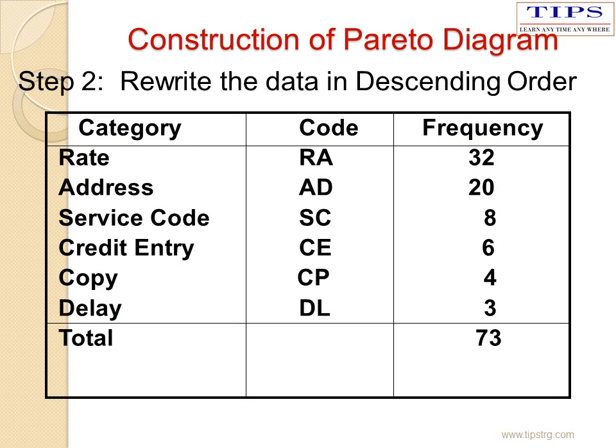Step 2. Rewrite this data in descending order, meaning we start the defect frequency with the highest value to the lowest value. Here the frequency of rate is 32, which is the highest among the data. Similarly, the next level is address, that is 20. Service code 8. Credit entry 6. Copy 4 and delay is equal to 3. The total number of defects is 73.